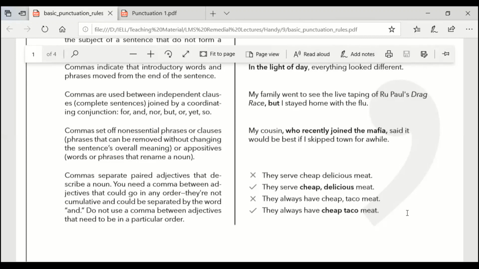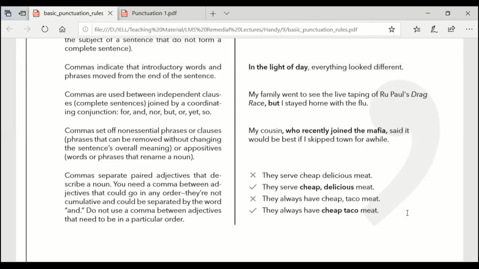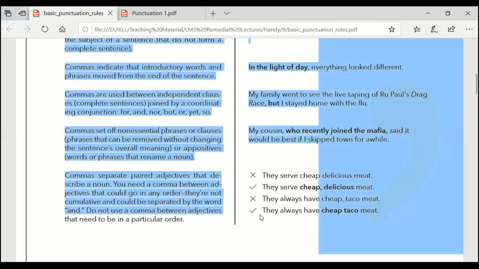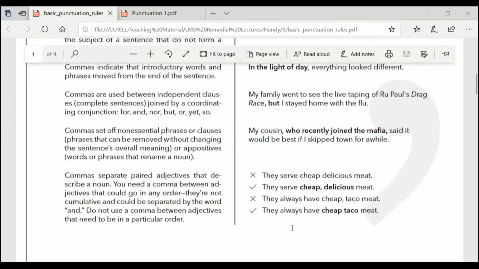So here we do not use a comma between them because we cannot reverse the order. We cannot write teco cheap meat. Okay, so in certain cases, when there is a particular order that we have to follow for these adjectives, in that case, we do not use a comma between them. So this one in this case is right without the comma. I hope it's clear now.